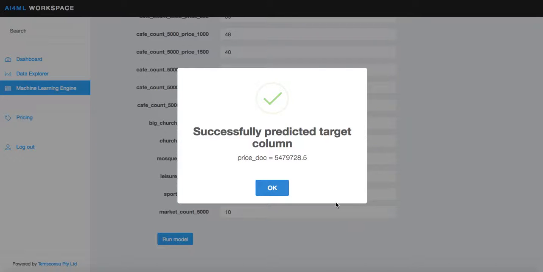And it will predict us that the price of this house will be 5 million and 479,000.